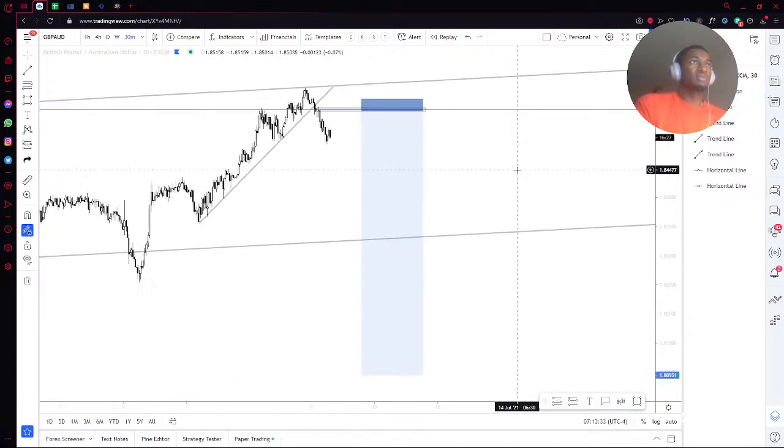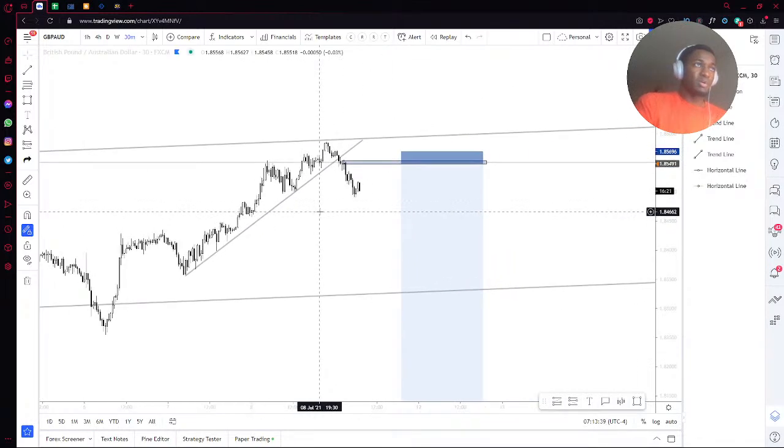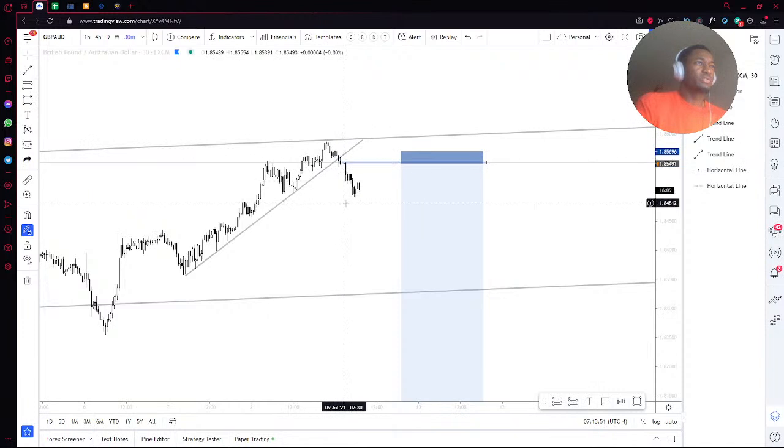Now, I'm actually expecting this to happen on Sunday. Most GBPAUD, GBPNZD setups happen on Sunday. Those are like prime times to enter for my strategy.